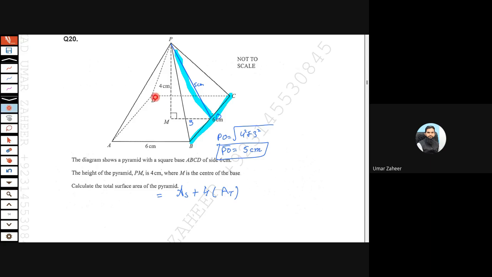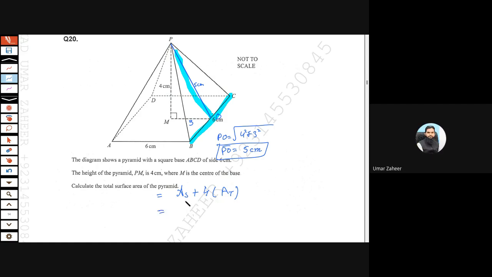Total surface area will be the square area and one triangle, two triangle, three triangle, and four triangle. And the good thing is that these triangles are exactly equal. So that's why we have to multiply 4 by the area of a triangle. Yes, this statement is clear.